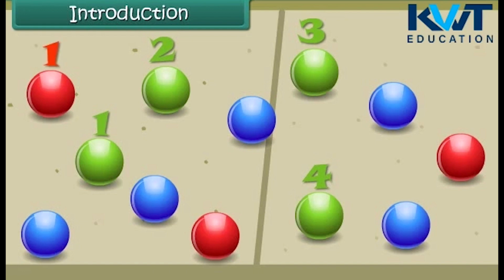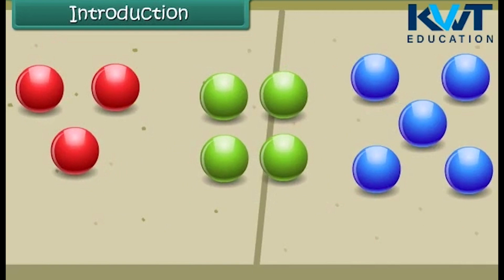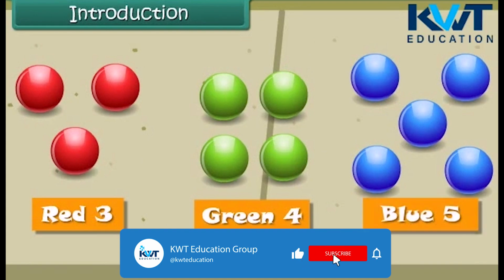And how many red-colored marbles are there? There are 1, 2, 3 red-colored marbles. Now it's turn for blue-colored marbles. 1, 2, 3, 4, and 5. We have 5 blue-colored marbles. Hence, we have 4 green-colored marbles, 3 red-colored marbles, and 5 blue-colored marbles.